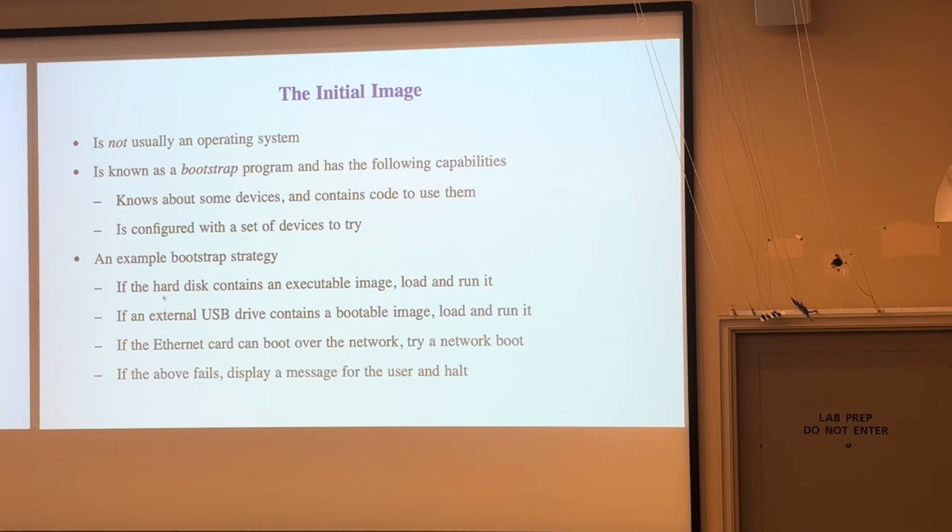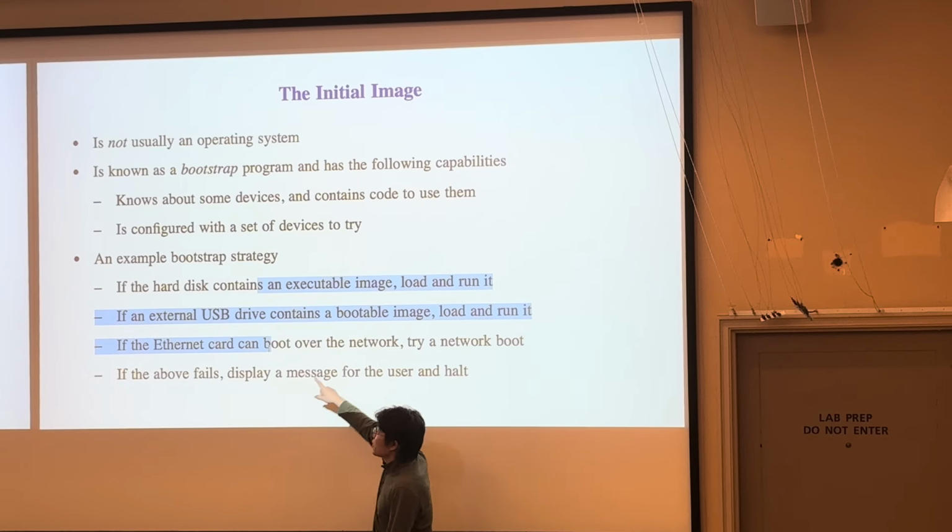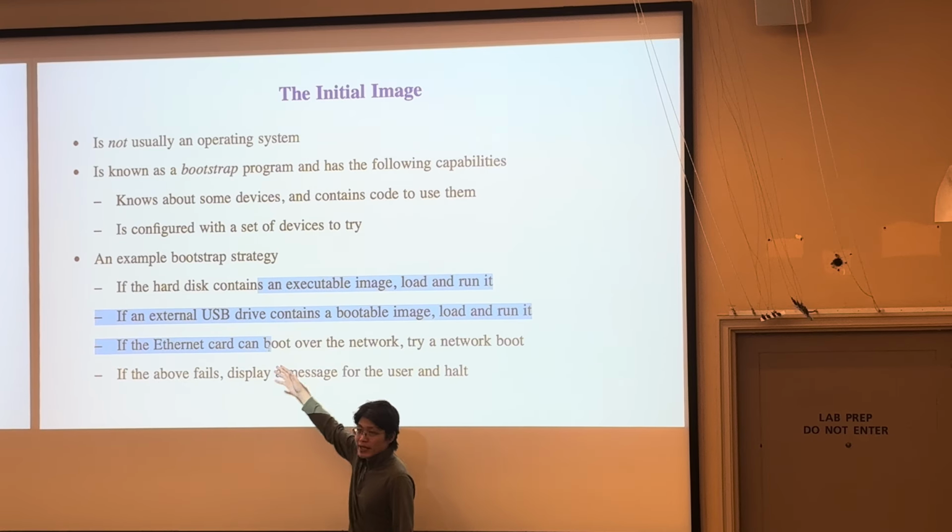This is an example strategy. If the hard disk contains an executable image, then we load and run it. If an external USB drive contains a bootable image, load and run it. So these are all the different places where you can put your OS. This bootstrap program allows you to put your OS on multiple different hard disks, or even an external USB drive, or even over the network. The bootstrap program has the ability to see these hardware devices and communicate with them.